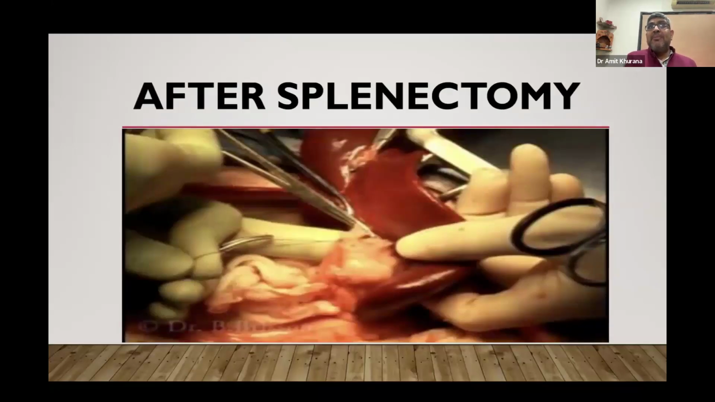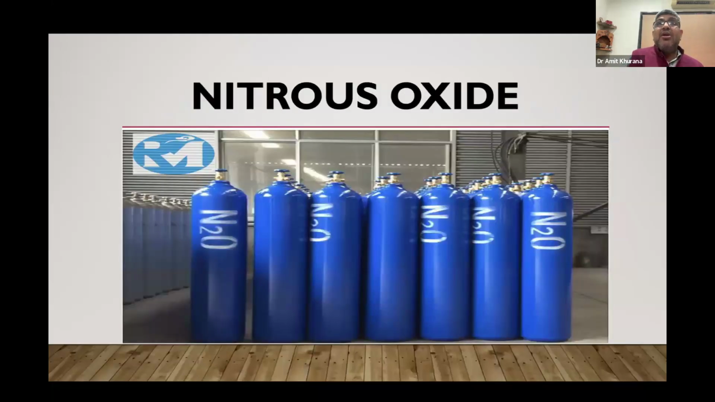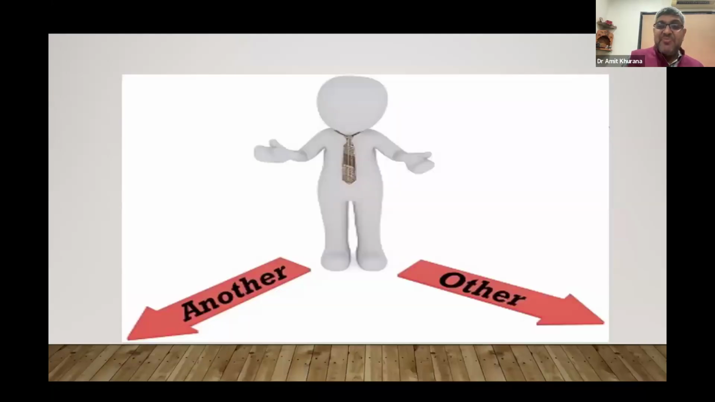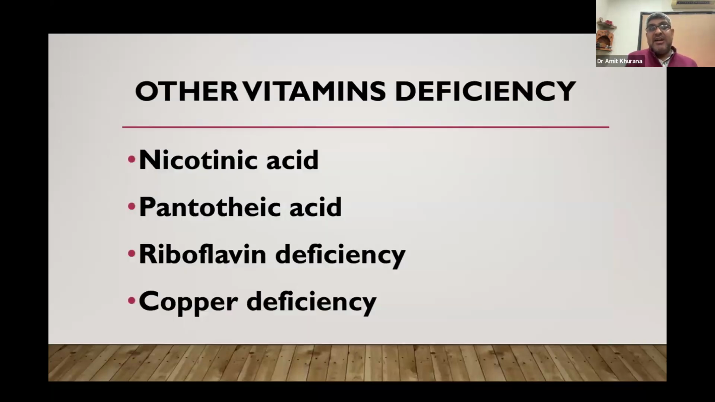One thing we must know is that many of our thalassemia patients who come to us after splenectomy can also have these high MCV levels. And this can lead to a high MCV anemia. In your OT settings, a very famous drug known as laughing gas, that is nitrous oxide, can also lead to a high MCV. What else can lead to a high MCV is other vitamin deficiencies, starting from nicotinic acid, pantothenic acid, riboflavin deficiency, and very important, copper deficiency.